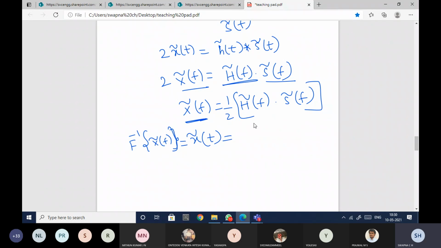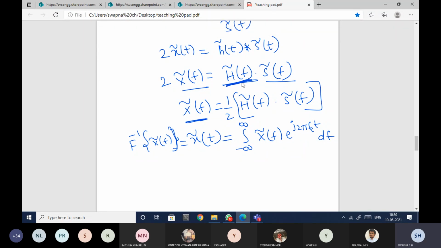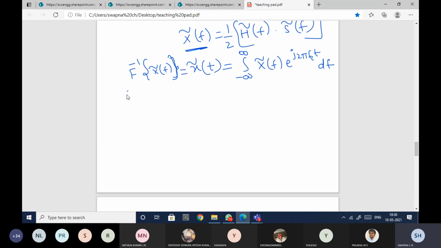Which can be represented as integral from minus infinity to plus infinity of x tilde of f e power plus j 2 pi f t df. If we are finding the inverse, it will be plus; if we are finding the Fourier transform, then it will be minus. Using this you can find it. So in the first step you need to find h tilde of f, and in the second step you need to find s tilde of f. This is what we need to find finally. For that you have some steps.